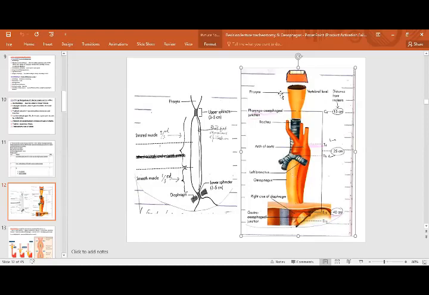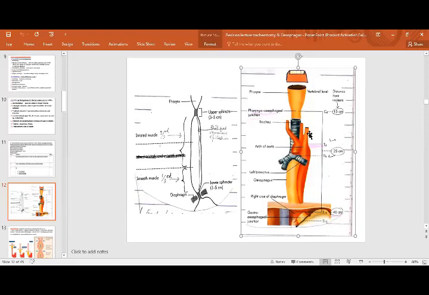Again, the important thing we need to remember is that there are 3 constrictions present in the esophagus. The first constriction comes from the teeth to C6, that is about 15 centimeters. The total length of the esophagus is around 40 centimeters, so the esophagoscope is of 40 centimeter length. So the first constriction occurs at the junction at 15 centimeters, at the level of C6.